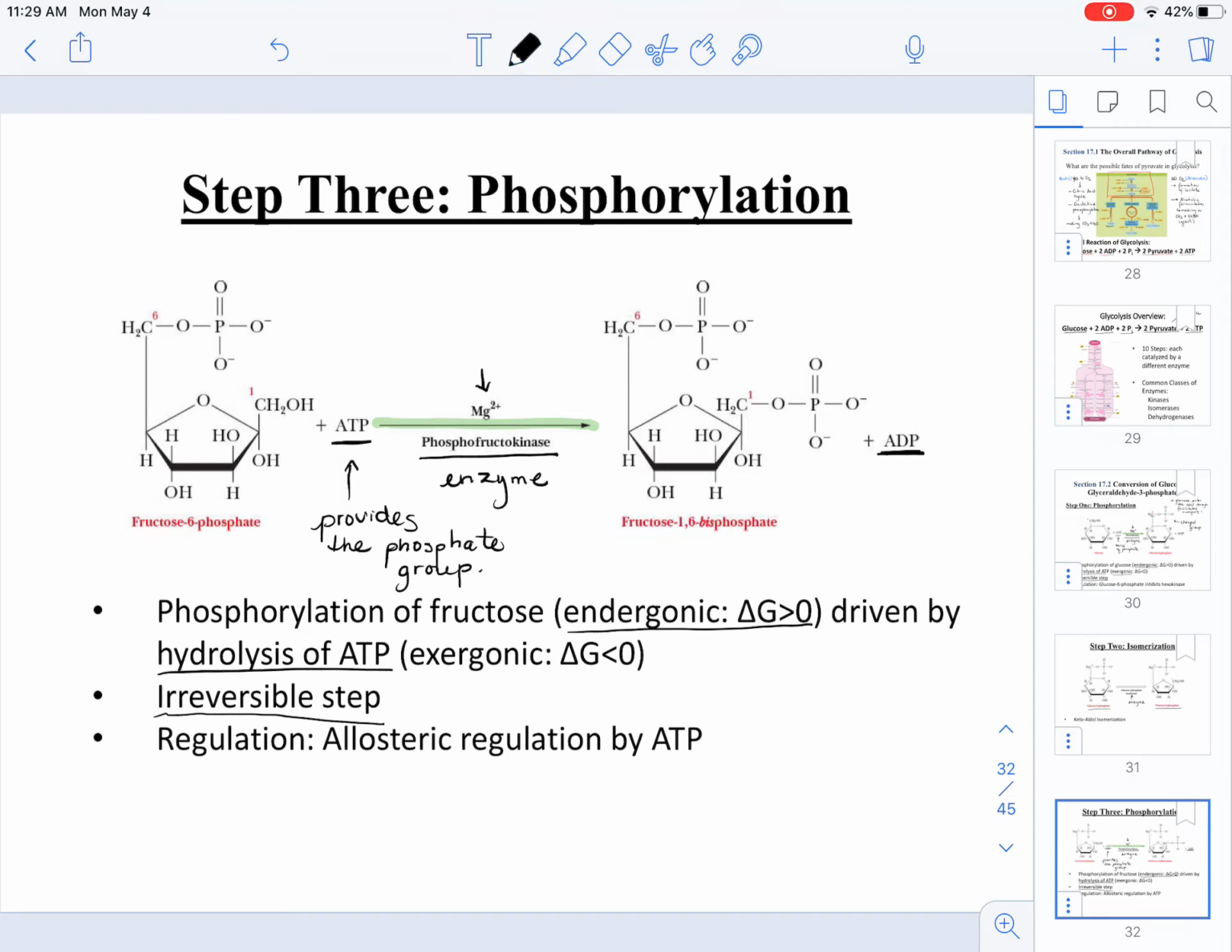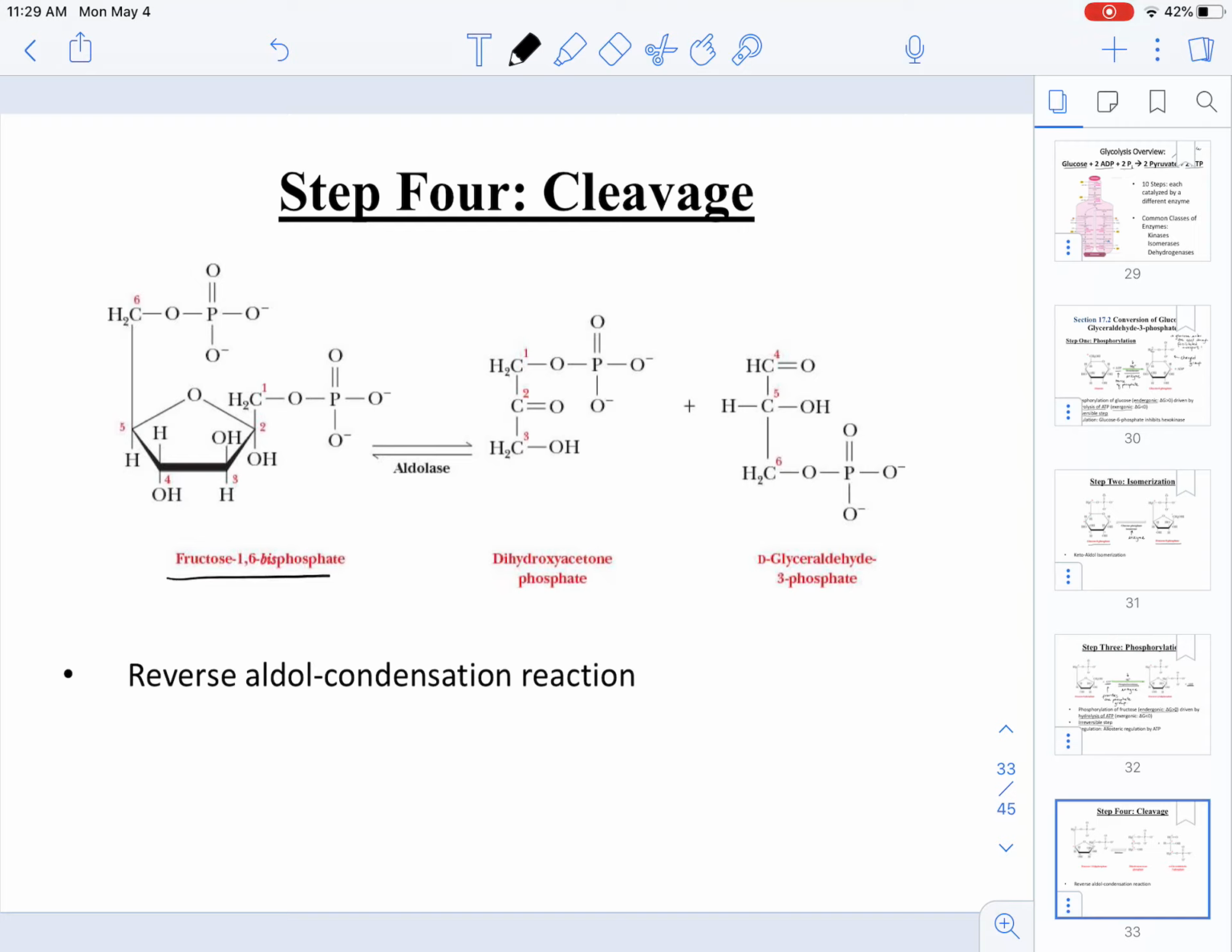On step 4, we're going to take our fructose 1,6 bisphosphate and the enzyme aldolase is going to do a reverse aldol condensation reaction. You guys do not need to know the arrow pushing mechanism of the conversion of fructose 1,6 bisphosphate into the two products. You need to know the name of the reaction. Now, the aldolase enzyme will be converting the fructose 1,6 bisphosphate into two products, dihydroxyacetone phosphate and glyceraldehyde 3-phosphate.